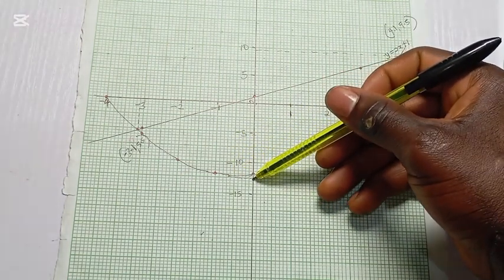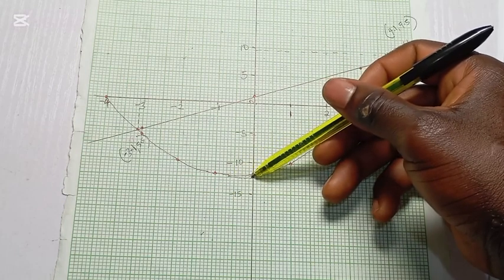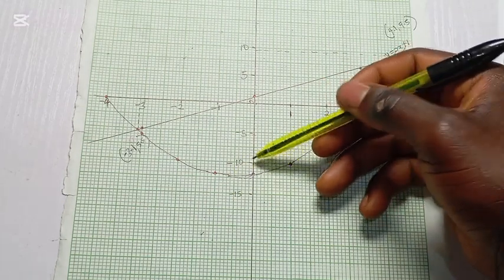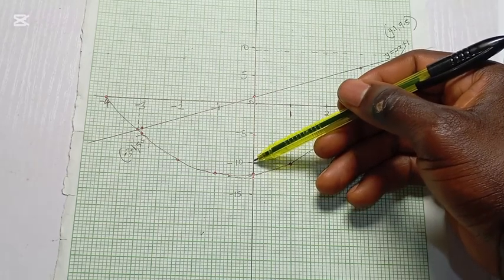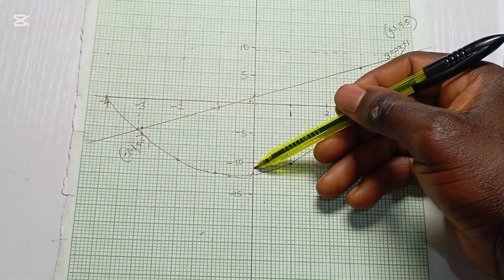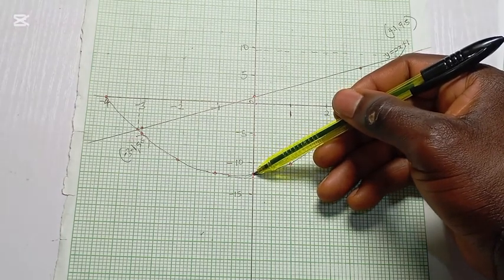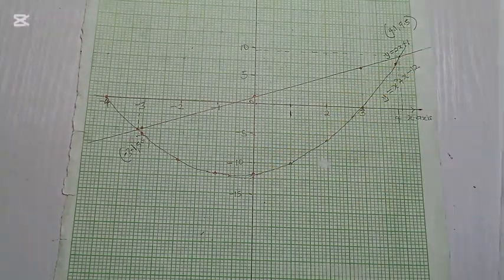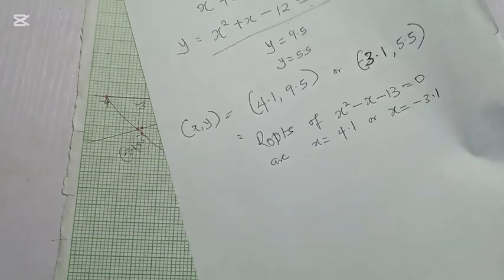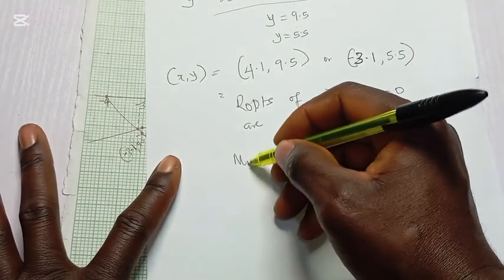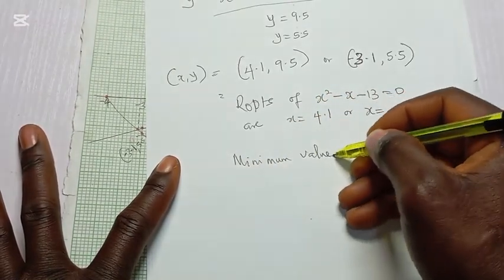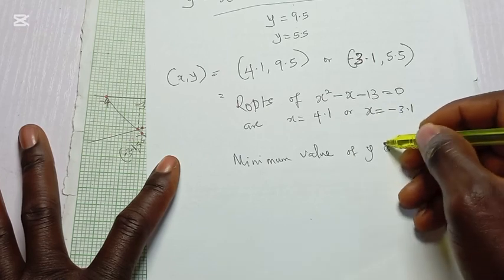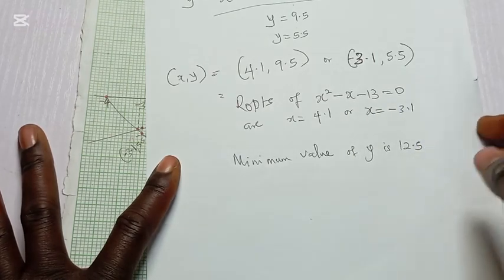So you can see here, at this point, I'm going to trace it to this point here. This is the minimum point for this particular curve. So I'm going to check what the value of y is. Now this is 10. Don't forget each of the boxes is 0.5. So this is 10.5, this is 11, this is 11.5, and this is 12. And then finally, this is 12.5. So I'm going to say the minimum value of y is 12.5. The minimum value of y is 12.5.